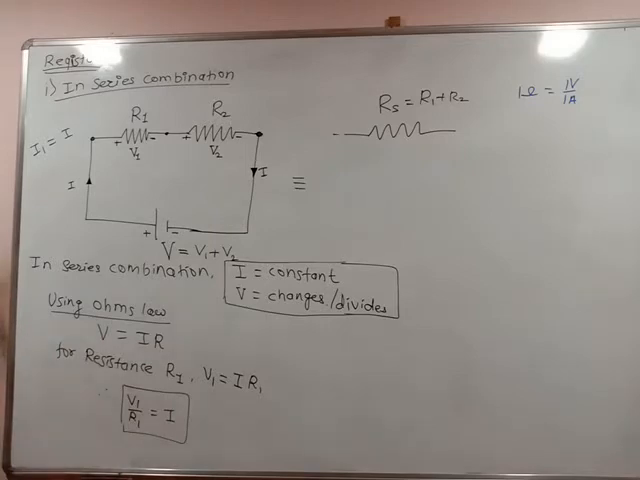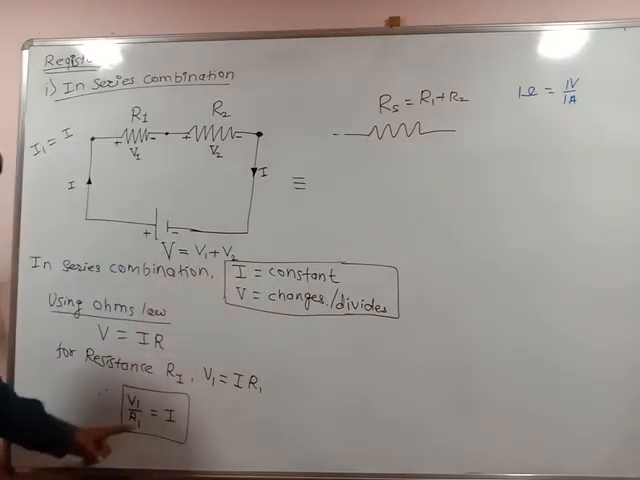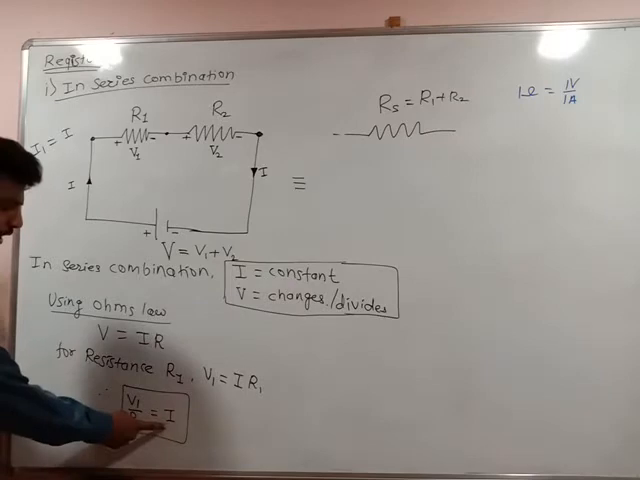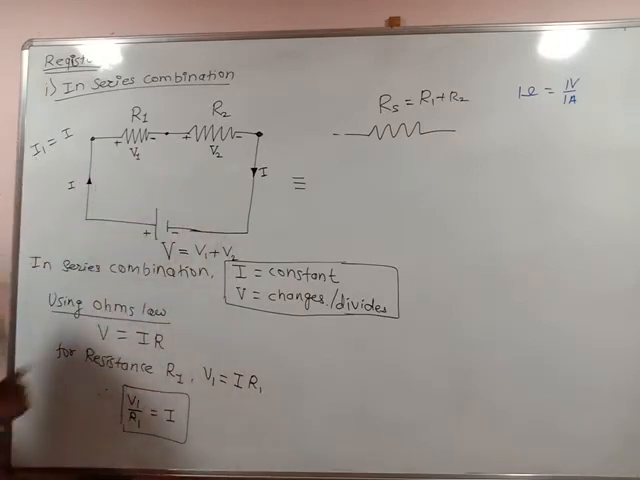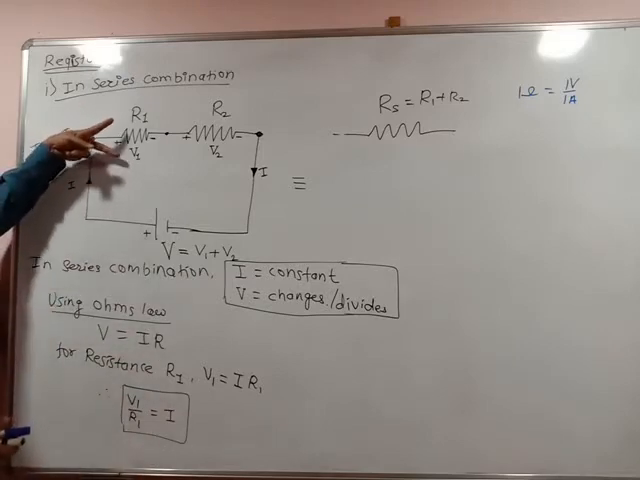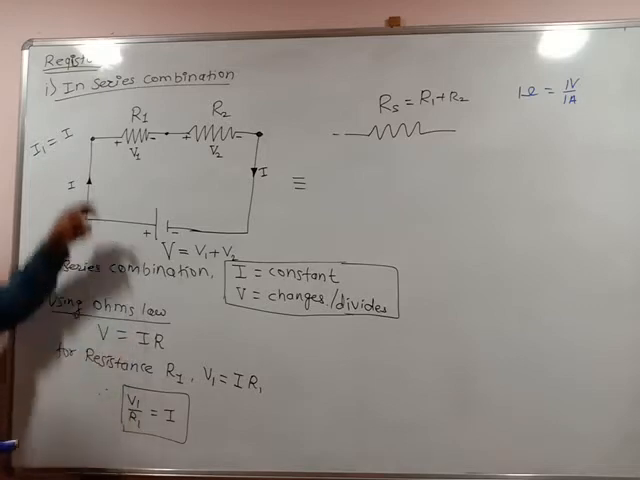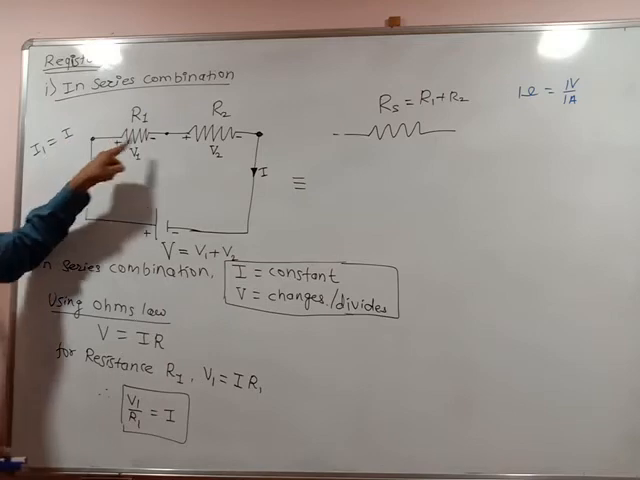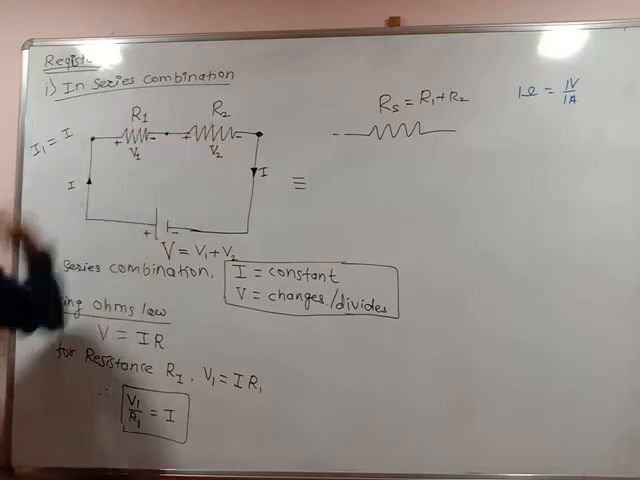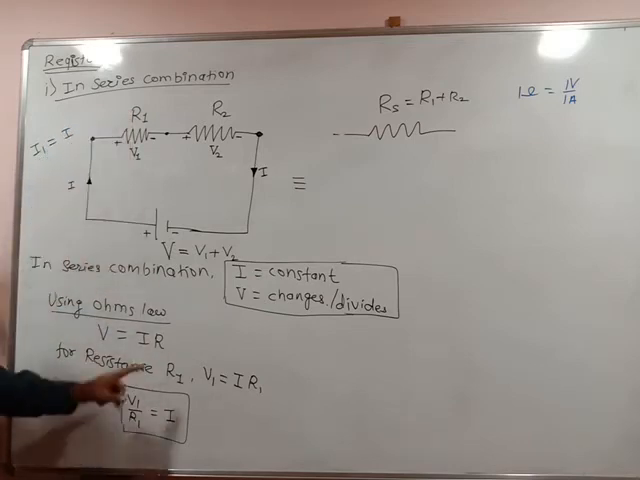Okay, V1 upon R1 is equal to I. Constant current flows, which can be given as V1 upon R1 across this R1. How much current flows? As per Ohm's law, the current I that flows across it is V1 upon R1. Similarly, V2 upon R2 gives I. So I is equal to V1 upon R1. You got the condition for resistance R1.